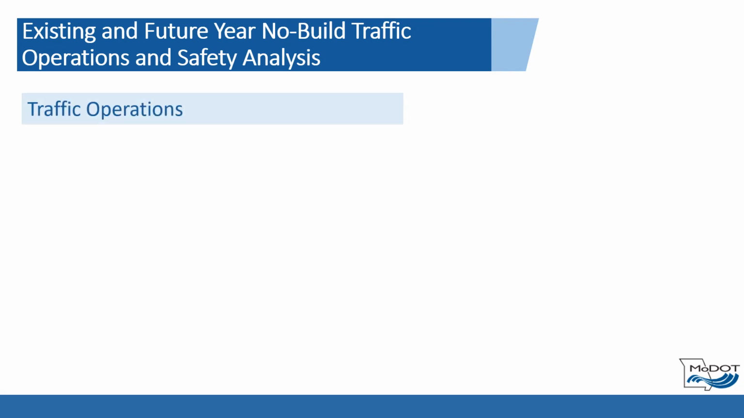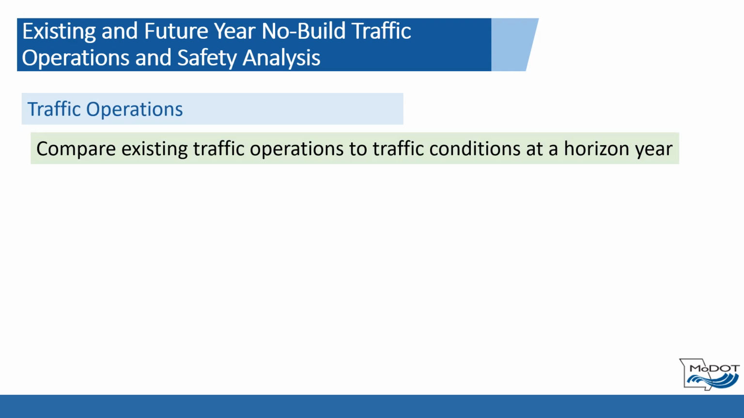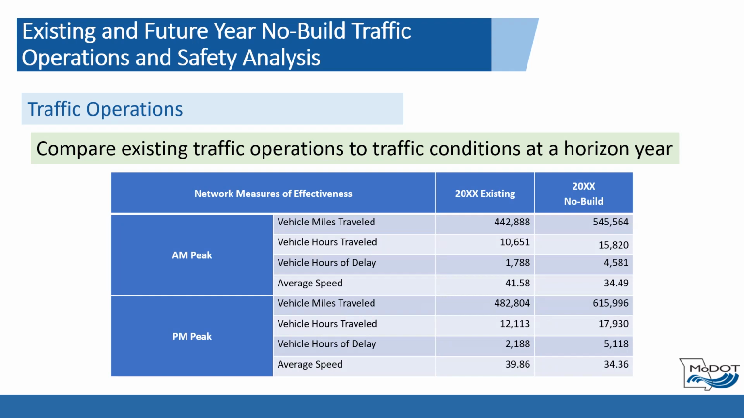The traffic operations section compares existing traffic operations to traffic conditions at a horizon year, assuming the roadway has not been improved. The structure of this section depends heavily on the measures of effectiveness, MOEs, being used to carry out the analysis. For instance, if several MOEs are being considered, a table may be helpful in making a direct comparison between existing conditions and the no-build horizon year.